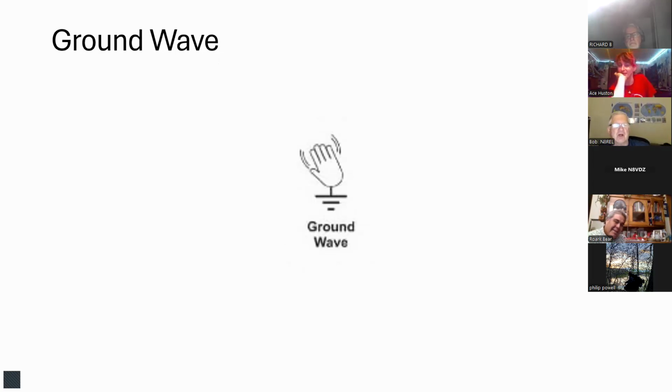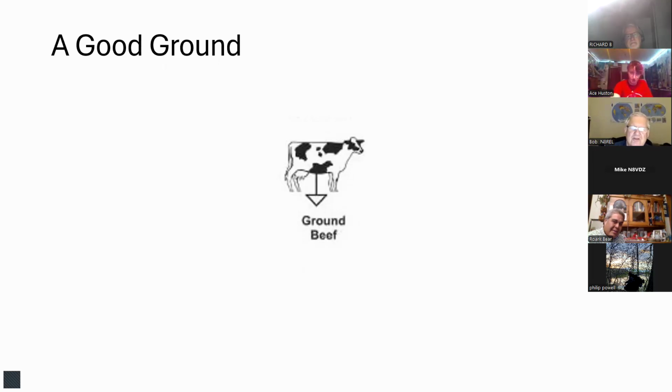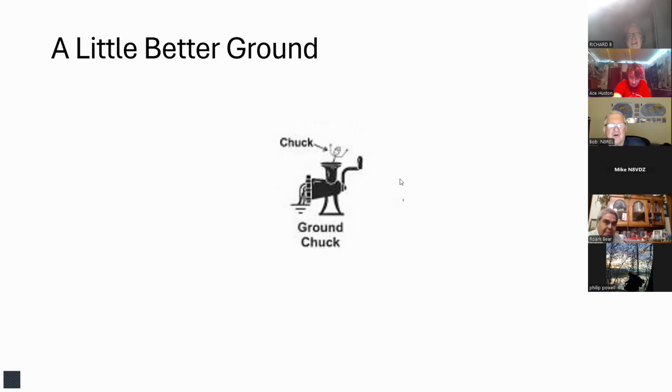And of course, not only should it be a stable ground, but there's also something called a ground wave. But in any case, you should have a really good ground. And that's the symbol for good ground. Or if you need a little better ground, here's the symbol for a little better ground.